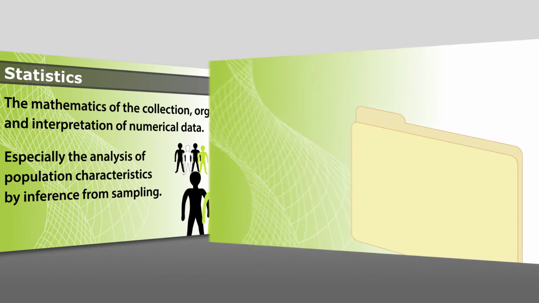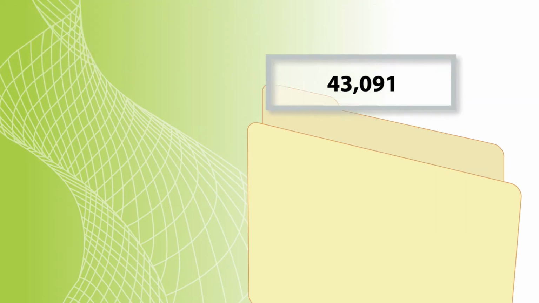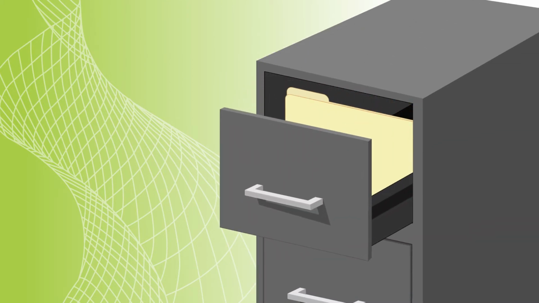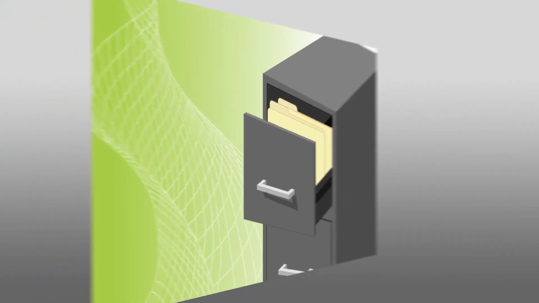So let's break it down into smaller chunks and put it into words that we will all understand. Statistics is the math of collecting information. Now, that information that we collect is sometimes called data, and it is numerical. Once we've collected that data, then we have to organize it and interpret it. And probably the most important part of that is that we take that information and use it to describe a population. So what's a population?